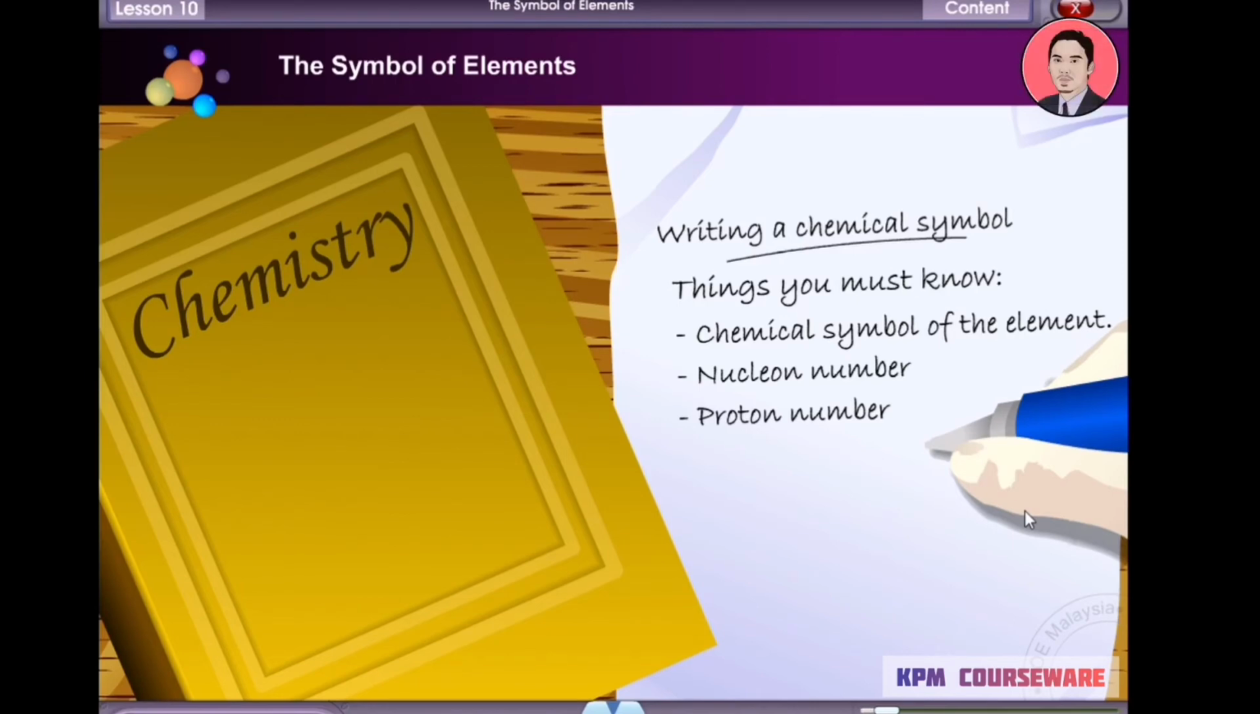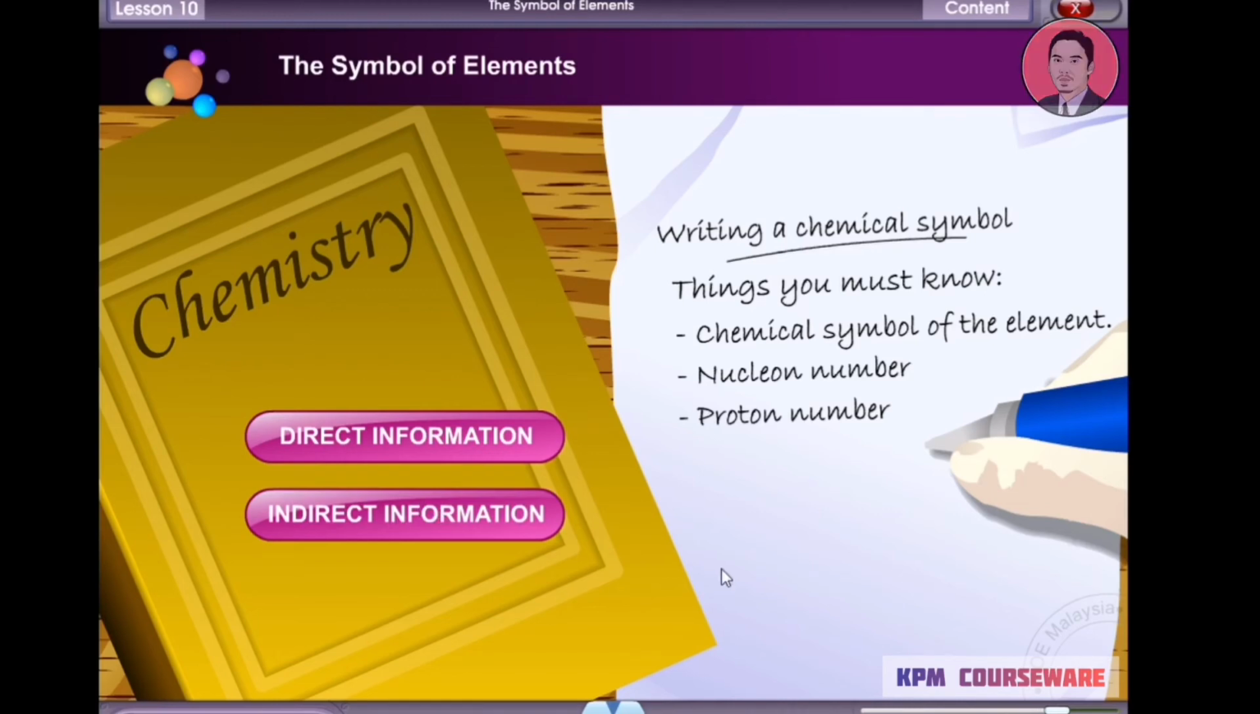Writing a symbol. Three things that you must have before writing a symbol are the chemical symbol of the element, the nucleon number, and the proton number. You may write a symbol straight away if the information given to you is direct and straightforward. But sometimes the nucleon number and proton number are not directly given. You may need to do some calculations from what is given before you can write the symbol. Click on the boxes to know more about them.